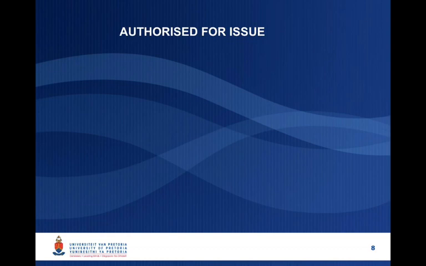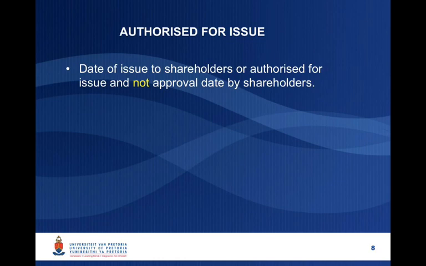And then authorized for issue, just the definition thereof, is the date of issue to shareholders, or authorized for issue, and not the approval date by shareholders. This just means that the financial statements are authorized to give to the public or to issue, and not the approval date where shareholders say it's fine. It's when it is authorized.